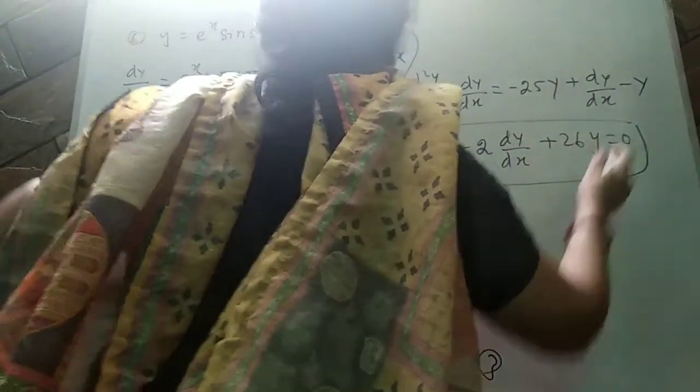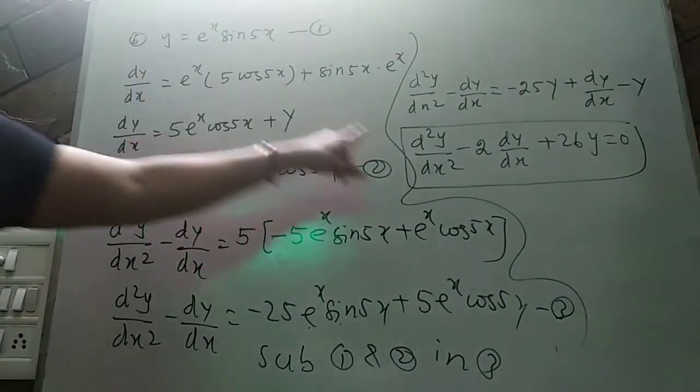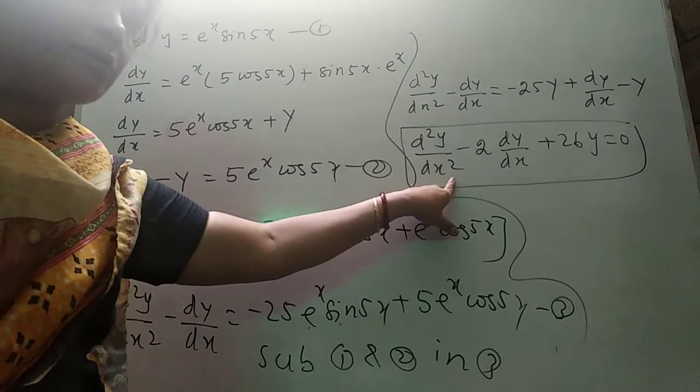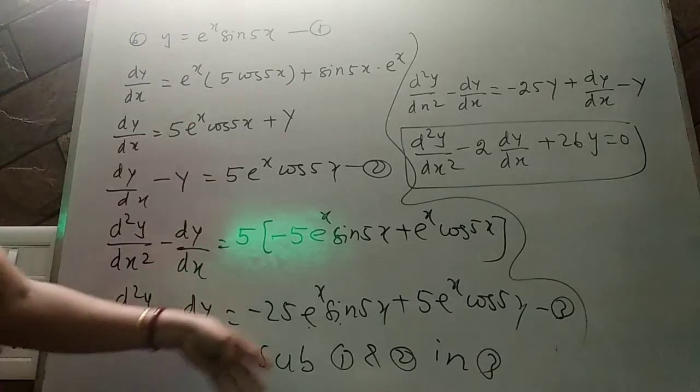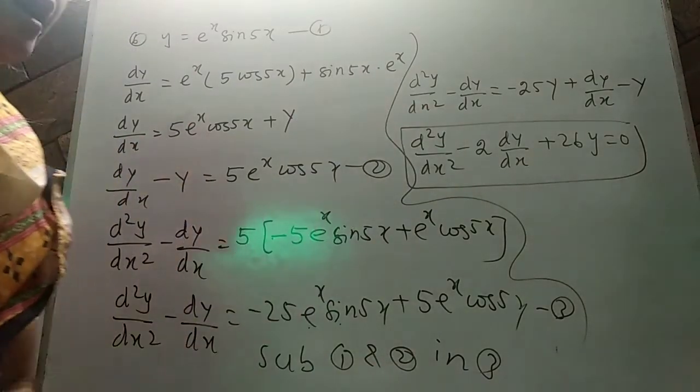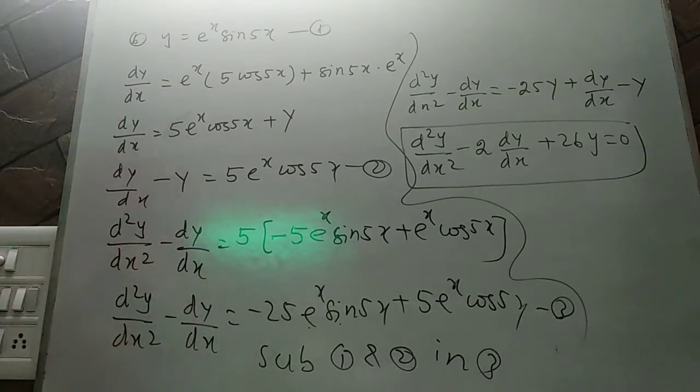Always they ask like this: if y equals this, then prove that. Are you clear? Whatever questions you are doing on the second derivative, you have to follow this format. First bring the first derivative into simplest form, then go for the second derivative. Use whatever results are possible, then you will get the final answer. Like this you have to do the remaining questions.